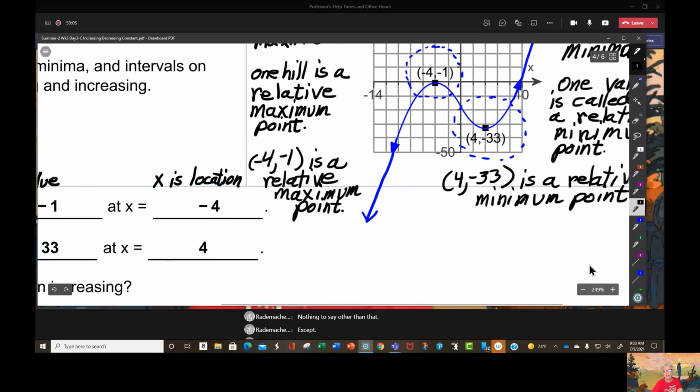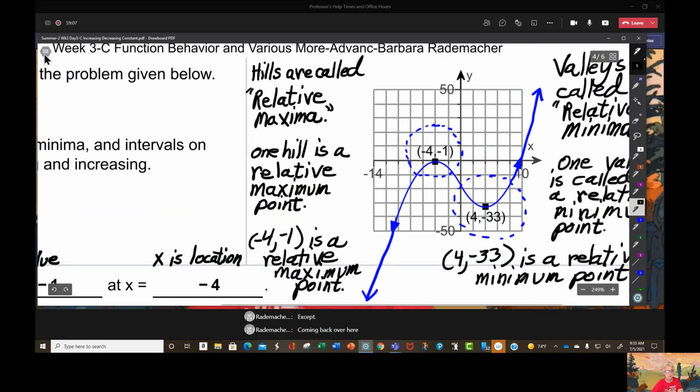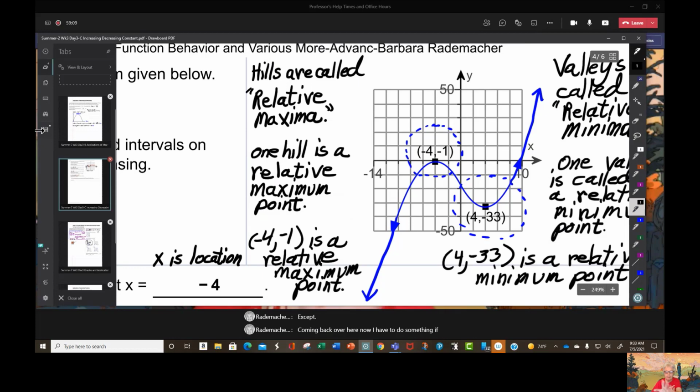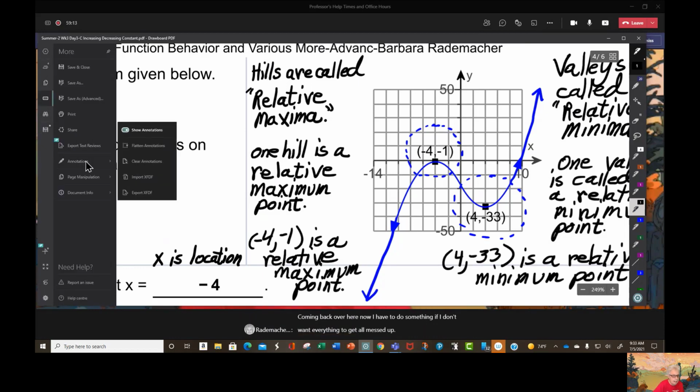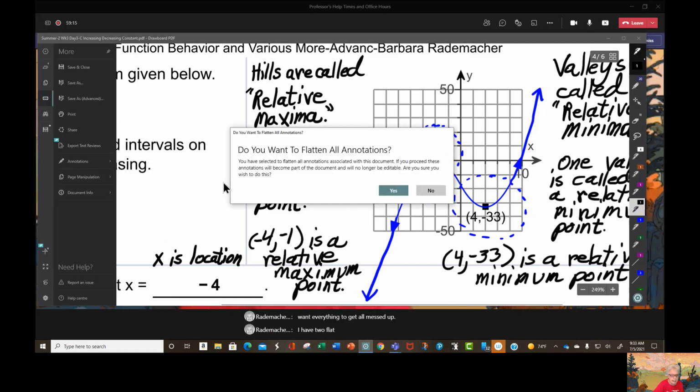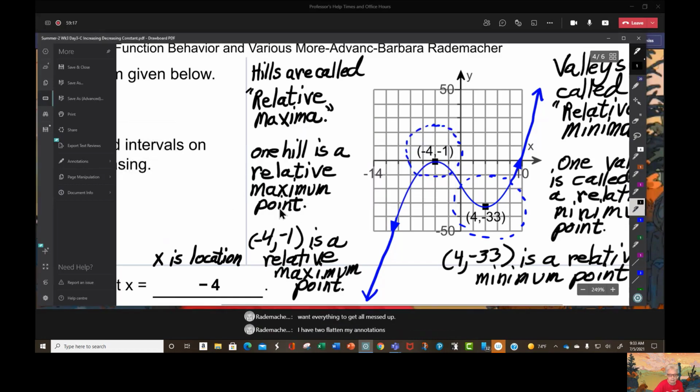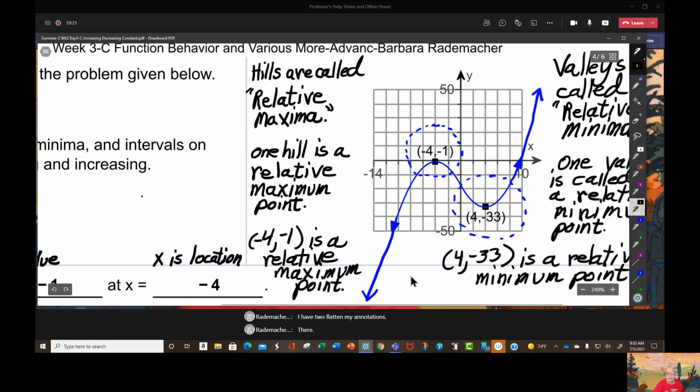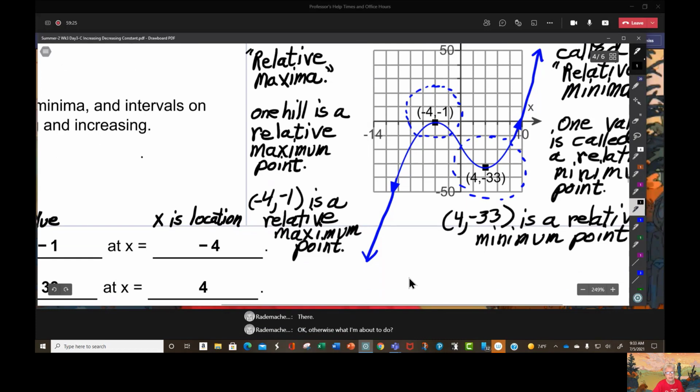Coming back over here, now I have to do something if I don't want everything to get all messed up. I have to flatten my annotations. There. Otherwise what I'm about to do would mess everything up. We're going to talk about increasing and decreasing. Oh joy.